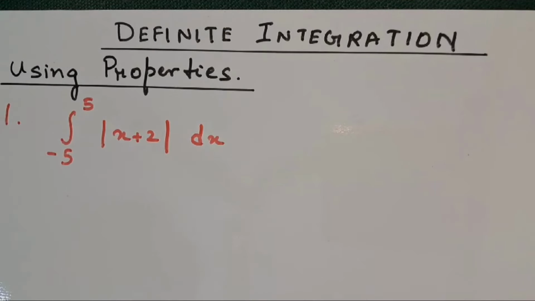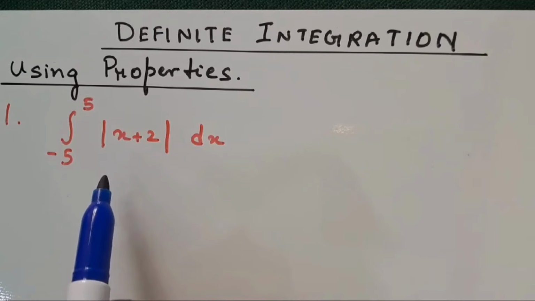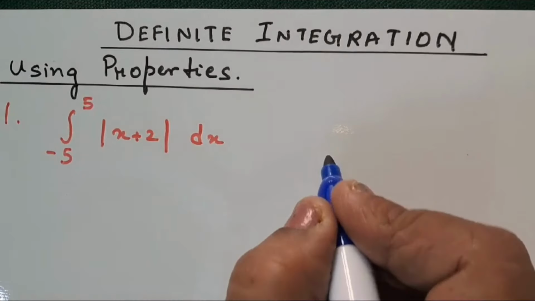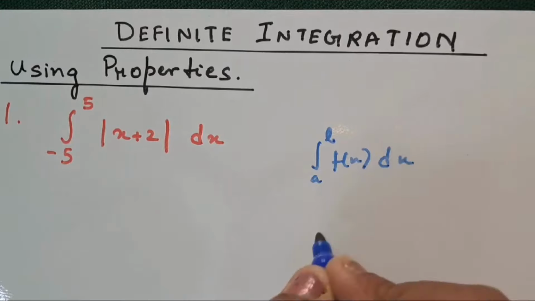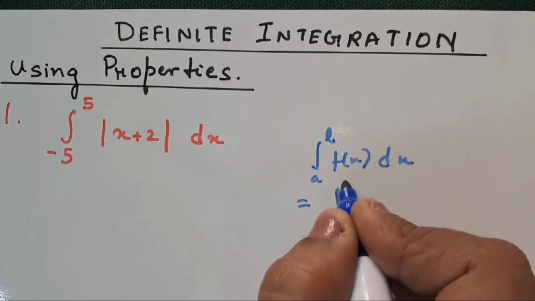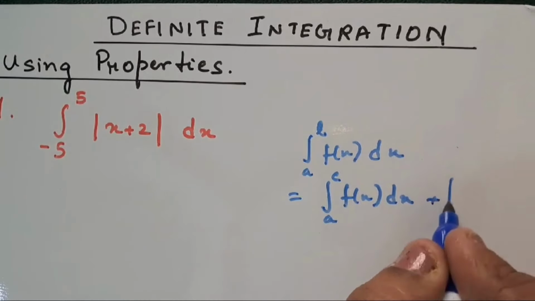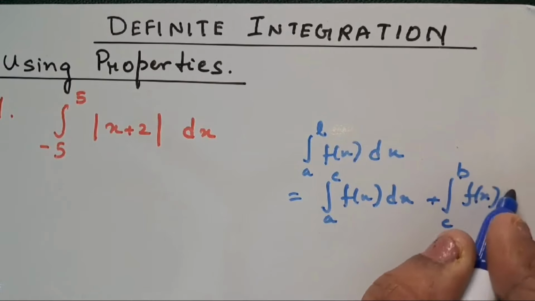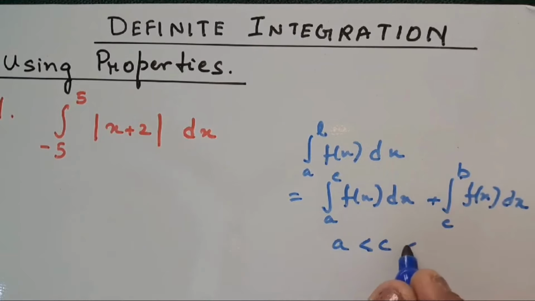Now here it looks like minus a to a fx dx, but here since it is a mod function we won't use that property. Here the property which we will use is integration a to b fx dx is equal to integration a to c fx dx plus integration c to b fx dx. This property we will use, where c lies between a and b.